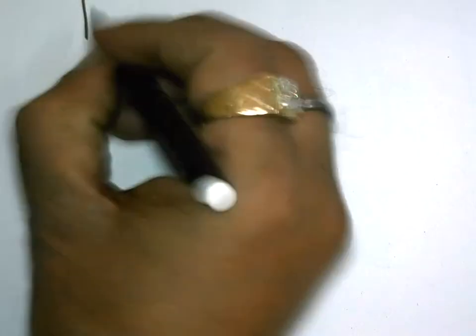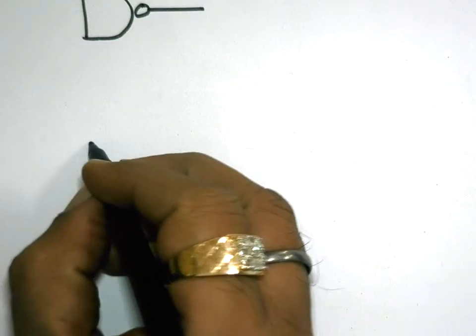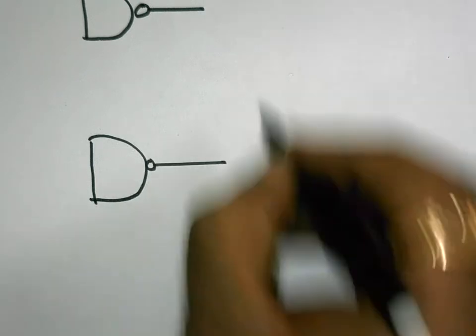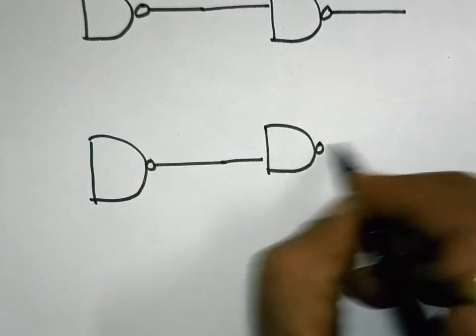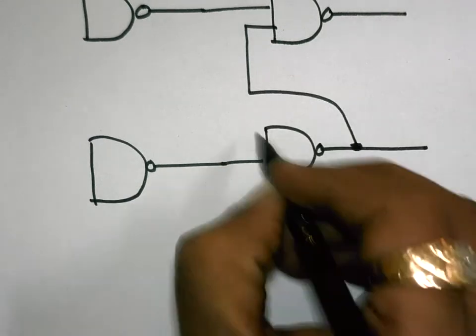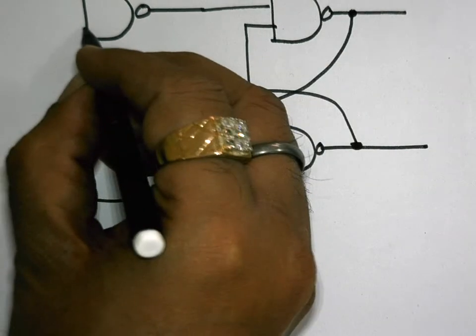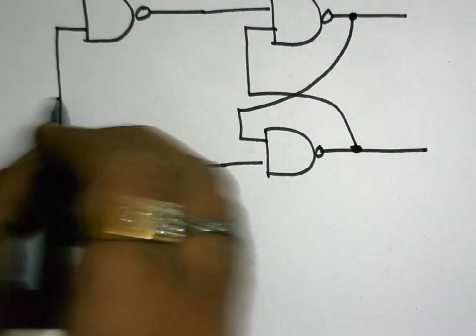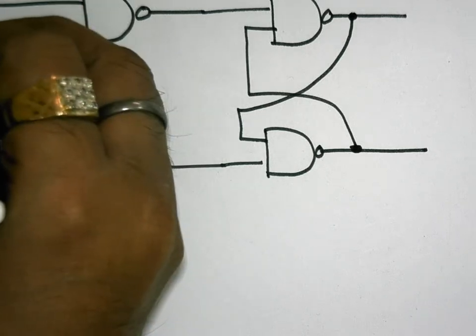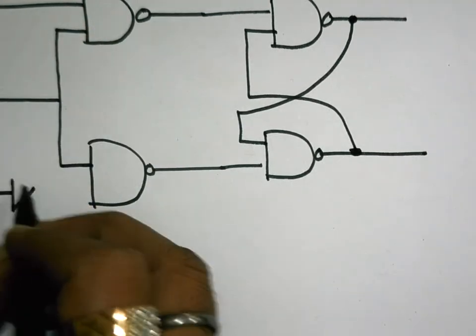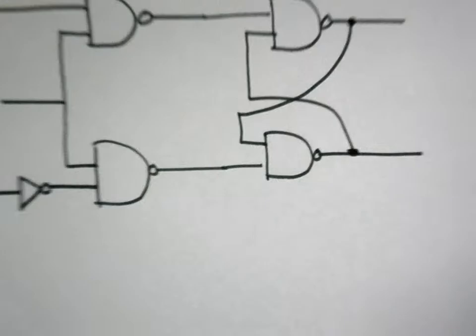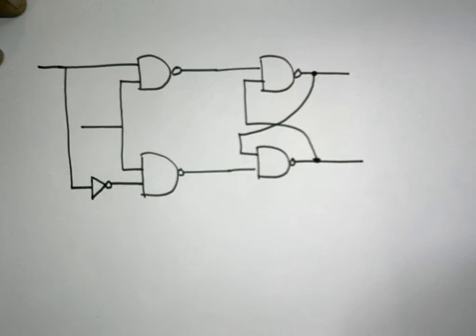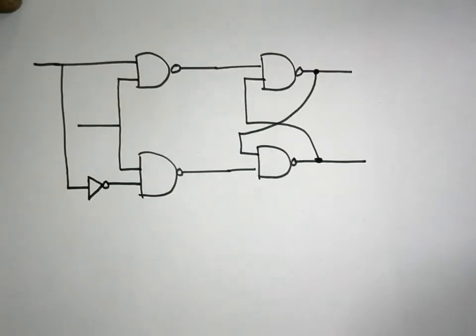So how do we apply the edge triggering in the clock? You see, this is our normal level triggered D flip-flop. A normal level triggered D flip-flop.